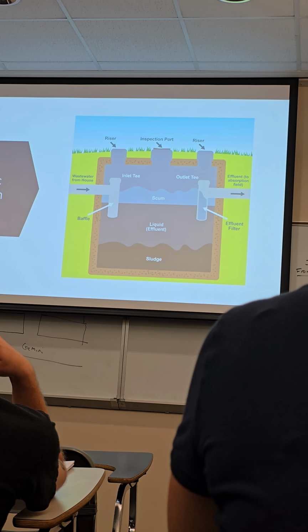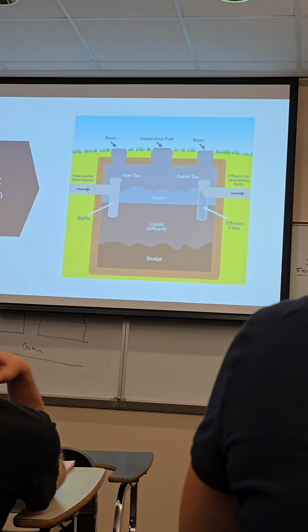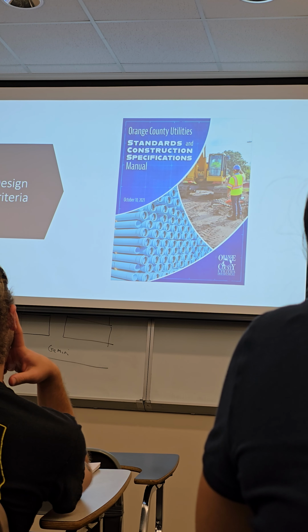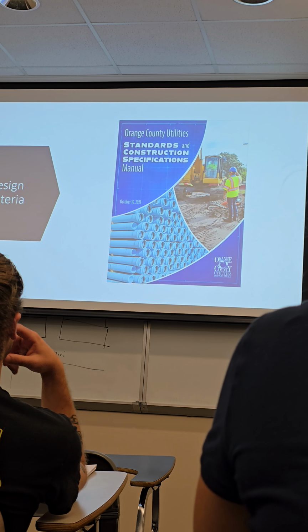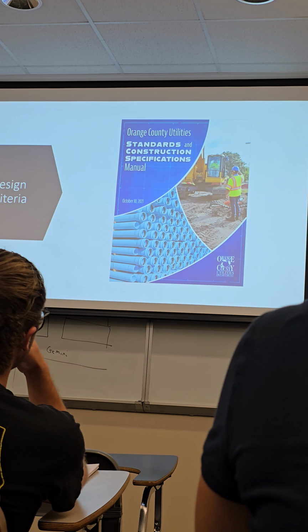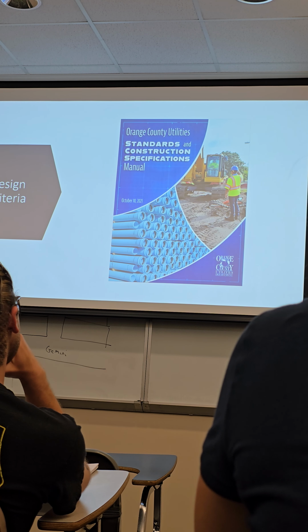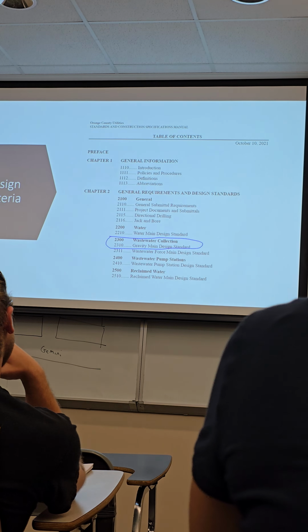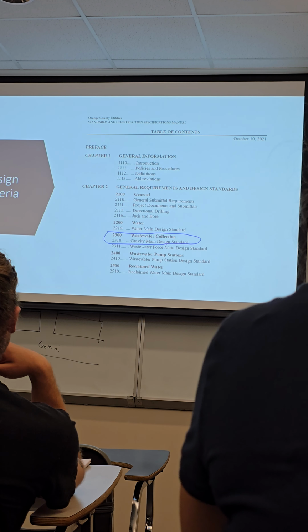So we're going to design our sanitary sewer system using Orange County's design criteria. And what Orange County has is the standards and construction specifications manual. I loaded this up onto web courses, so you have it. It's a pretty thick book, but we're not going to go into the whole book. We're just going to take a couple of pieces of it. So specifically in chapter 2, that's where the wastewater collection design is, and that's what we're going to use.